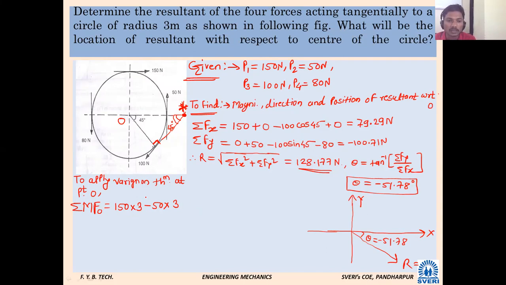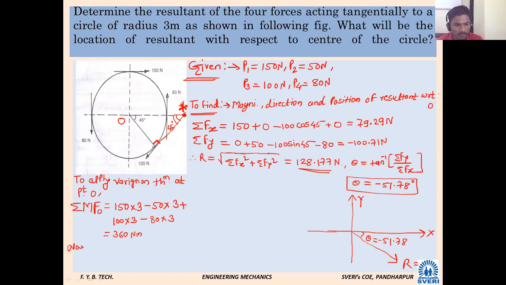So how will the object rotate due to the 100 Newton force, clockwise or anti-clockwise? Clockwise. 100 into 3. Then next, due to the 80 Newton force, it will rotate anti-clockwise, so minus, 80 into 3. Now what is this calculation? 360 Newton meter.